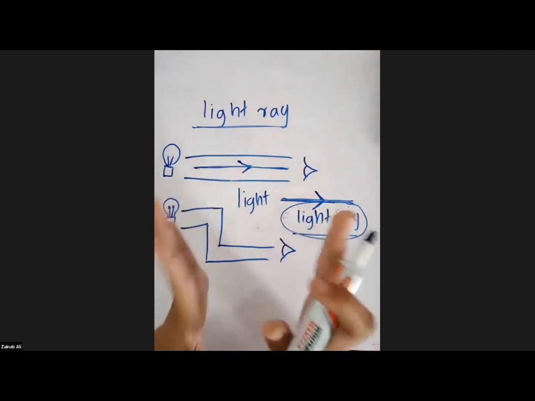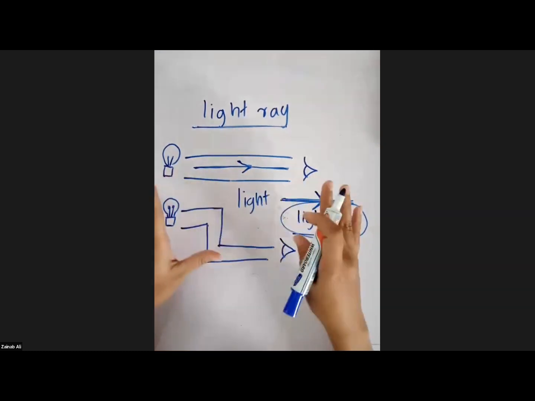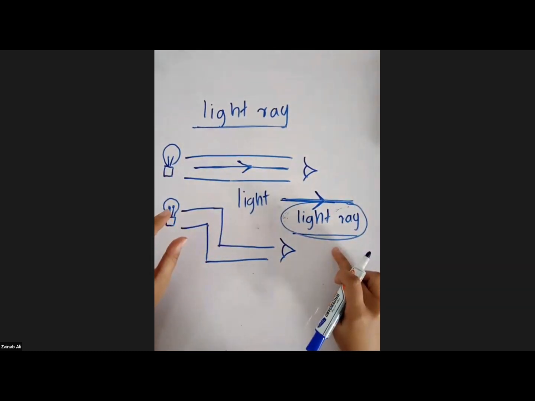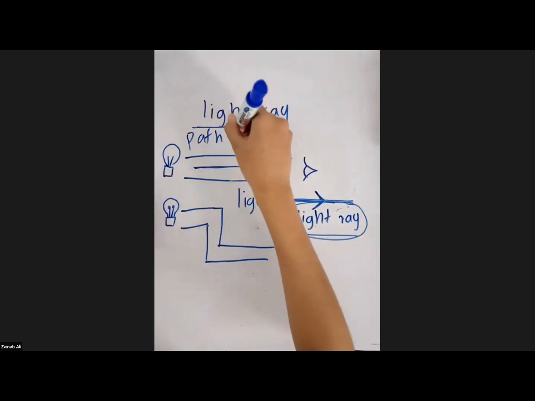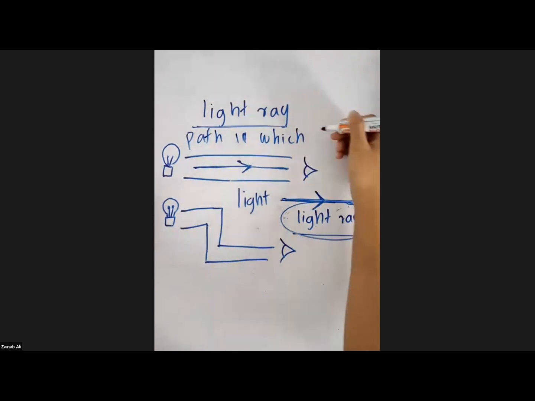Now I hope that everyone understood what is known as a light ray. Can you all tell me in the chat what is known as a light ray? Very good. So the path in which the light travels, you call it a light ray.